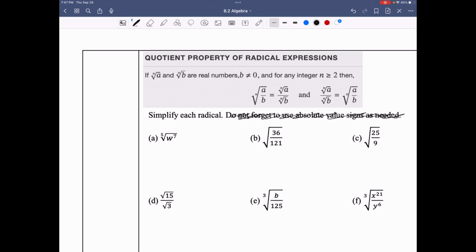Okay. Let's split this into the fifth root of w to the fifth and the fifth root of w to the second, because 5 plus 2 is 7. Therefore, we can simplify the first part. The fifth root of w to the fifth is just w, leaving us with the fifth root of w squared.